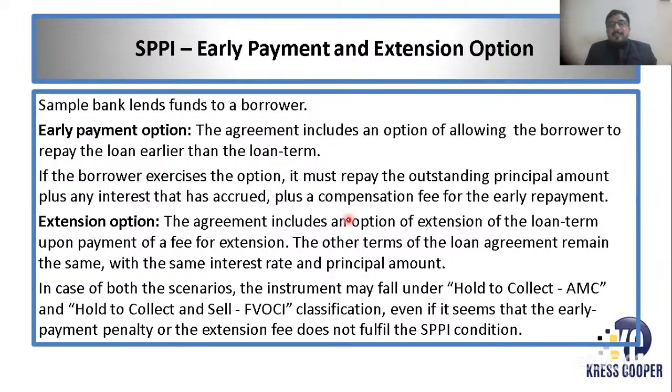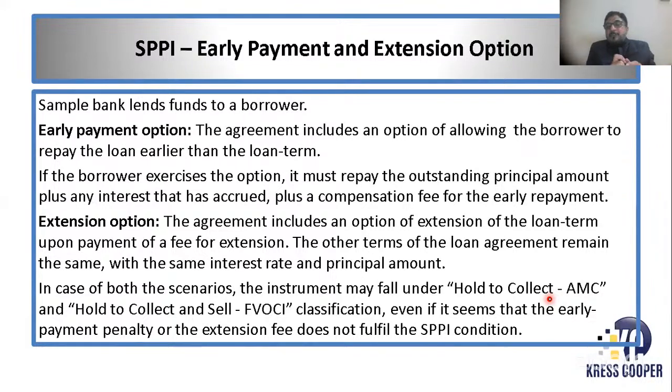This is what the earlier slide was saying. Then extension option: the agreement includes an option of extension of loan term upon payment of a fee for extension. The other terms of the loan agreement remain the same, with the same interest rate and principal amount. So in both cases, the instrument falls under hold to collect, meaning there is a contractual cash flow which is collected by the lender.